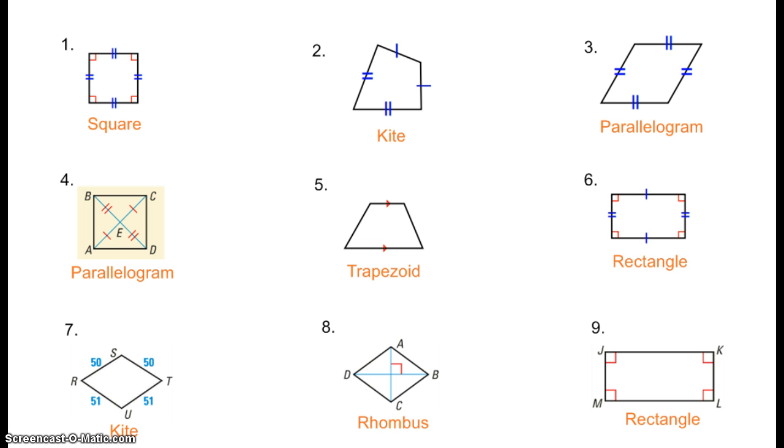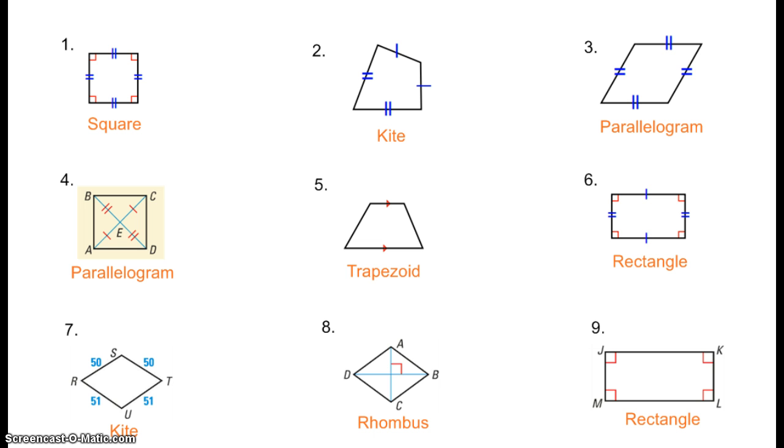Number 4, if AE is congruent to EC, then E is a midpoint of AC. And if BE is congruent to ED, then E is also a midpoint of BD. So we do know that the diagonals bisect each other, so the best we can say is a parallelogram. We don't know if those diagonals are congruent. We don't know if those diagonals are perpendicular. We do not know if those diagonals bisect the angles.